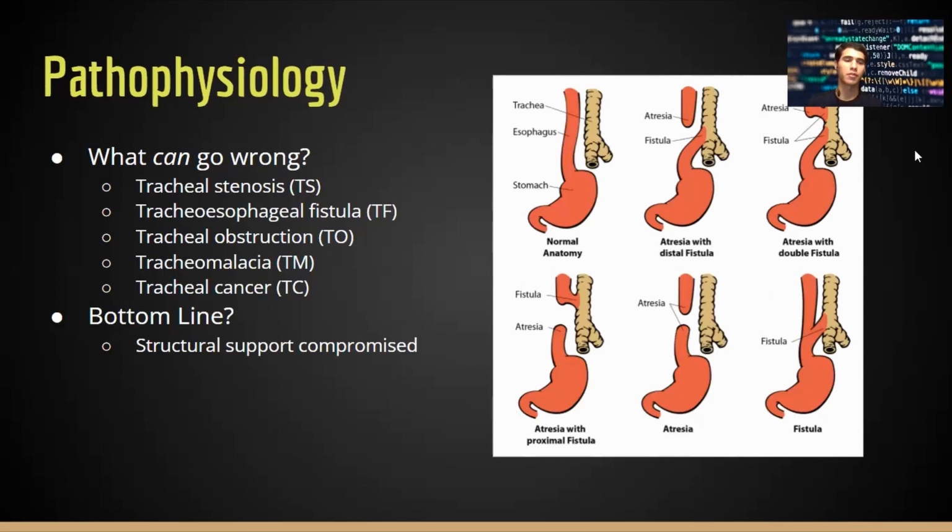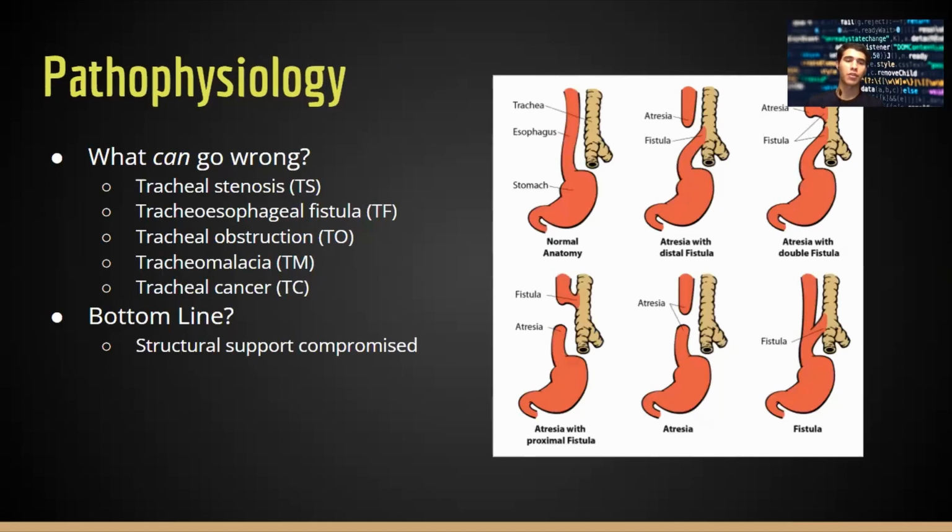So what can go wrong with a trachea? A couple of cases can go wrong, but in most cases, the bottom line is that the structural support is compromised, where the air does not reach the lungs that it's supposed to reach down the trachea. So some of these cases include tracheostenosis, so if there's obstruction or the trachea is too compressed and can't channel that oxygen.